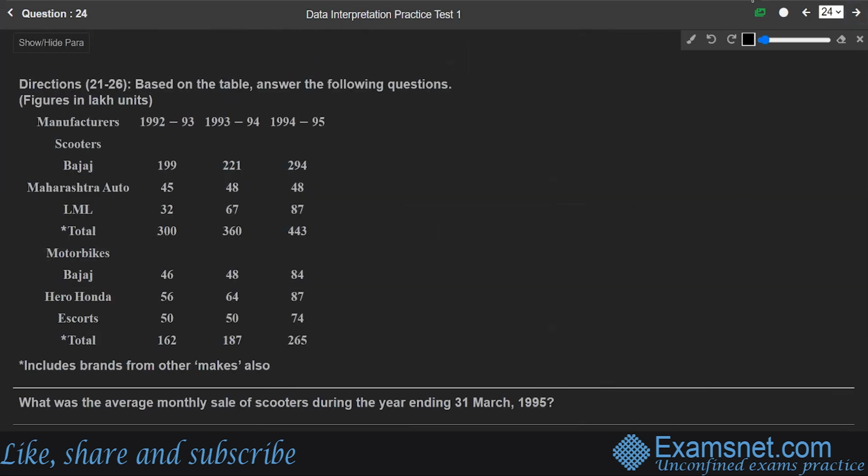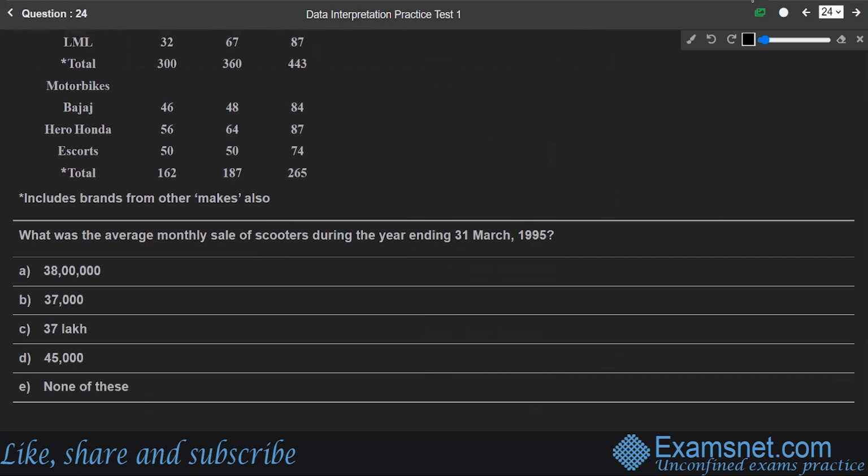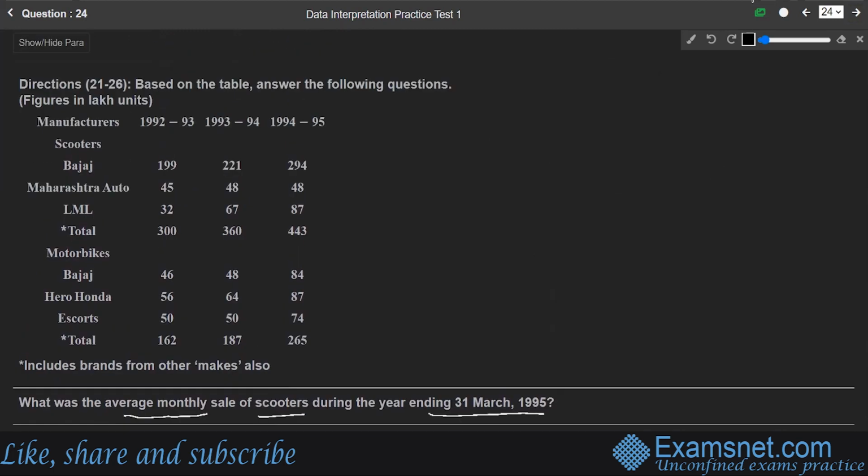Now, for the same data, we begin a different question. The question is, what was the average monthly sale of scooters during the year ending 31 March 1995? So we have to find the average of scooter sale in the year 1995. For that, we have to see the scooter data, and clearly we'll see the 1995 data only. The total sale of 1995 is 443. This is the sale of the complete year. So what will be the per month sale? We have to find the average monthly sale.